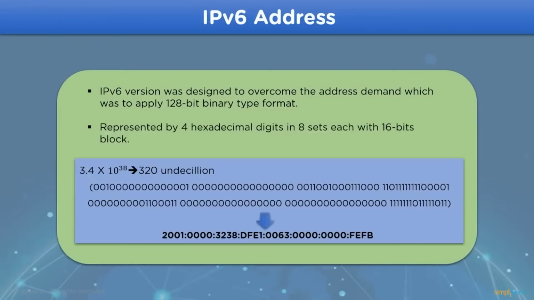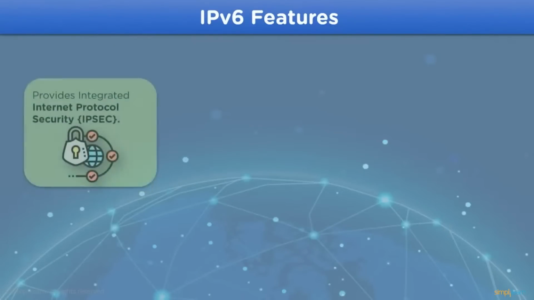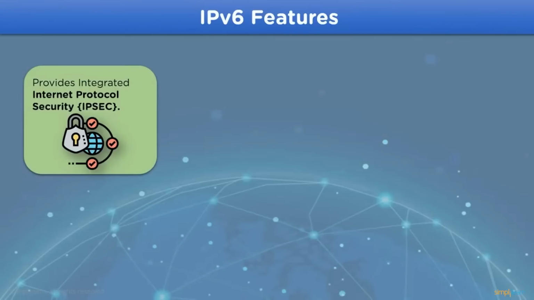This type of IP version is designed with 4 hexadecimal digits and 8 sets, with each block containing 16 bits, separated by a colon. Moving on, let's take a look at some of the features of IPv6 addresses, where the first is that IPv6 addresses provide an integrated security protocol for the network, that is, Internet Protocol Security, IPsec.